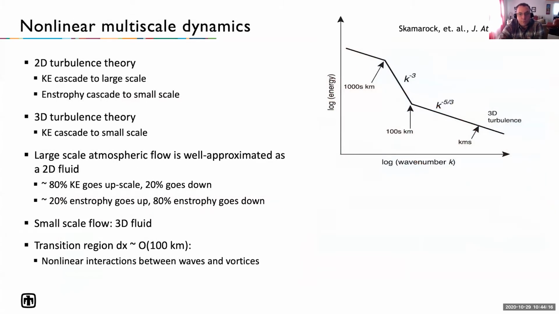So how does this work? Well, one example is turbulence theory. The atmosphere is a vanishingly thin layer of fluid at the large scales on a gigantic sphere-shaped planet. So at large scales, it's well approximated by 2D turbulence theory, which suggests that kinetic energy cascades from high wave numbers to small wave numbers. It transfers from small scales to large scales. However, entropy tends to cascade to small scales. So the rotational effects and vortices transfer to small scales.